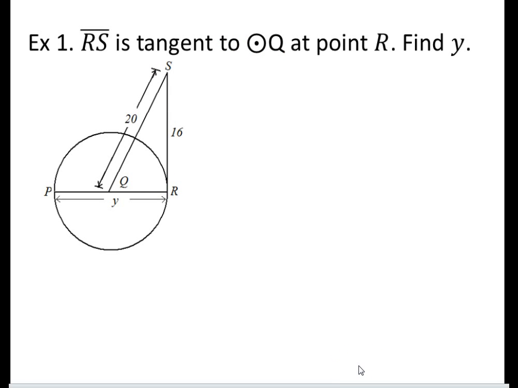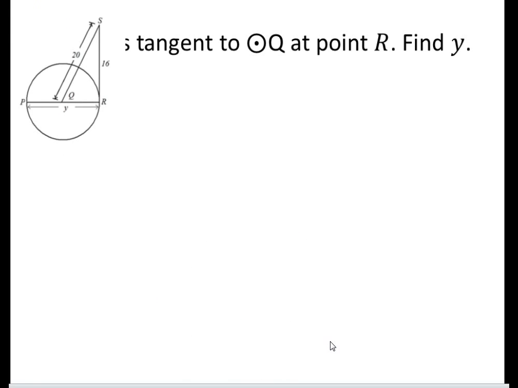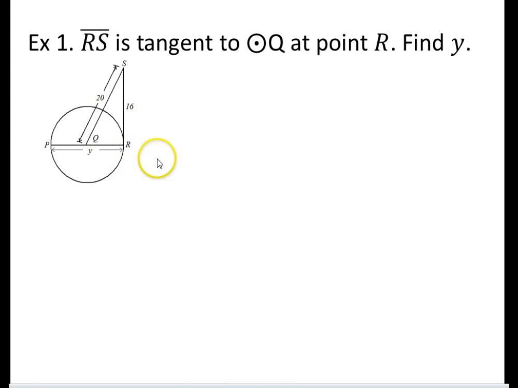Example 1. RS is tangent to circle Q at point R. Find Y. Okay, QR is a radius, and they tell us that RS is tangent to the circle at point R. So that means QR is perpendicular to SR. So what we're working with is a little right triangle.